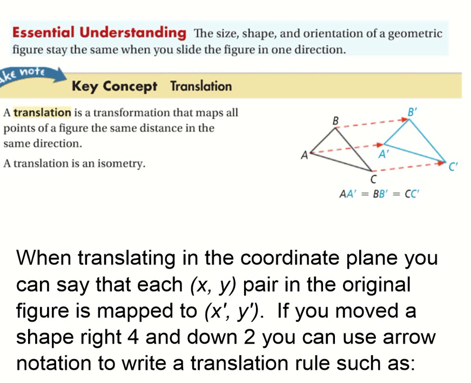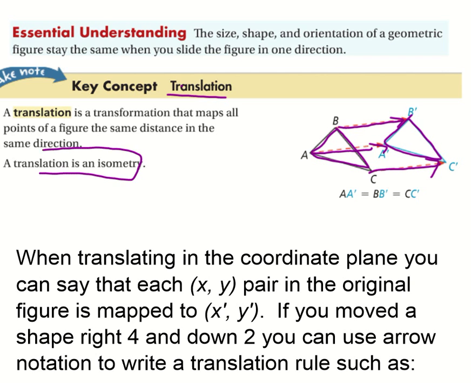So here we have another essential understanding that the size, shape, and orientation of a geometric figure stay the same when you slide the figure in one direction. So one of our big transformations is called translations. And a translation, no, you're not changing from one language to another. You're just taking an object and you're sliding it over. So this B right here, we slid it over to B prime. A slid over to A prime, and C slid over to C prime. Now notice that A, B, C and A prime, B prime, C prime are the same size, and each one of those points slid over the same amount. Okay? A translation is an isometry, so it preserves size. So those two shapes are going to be congruent.